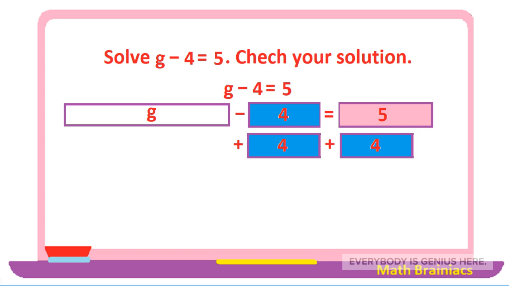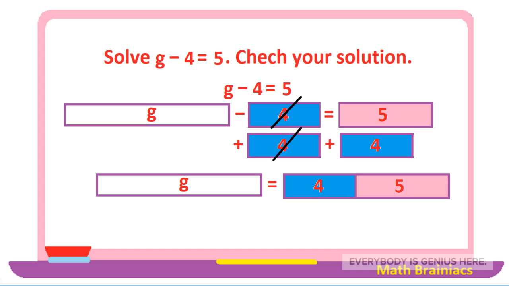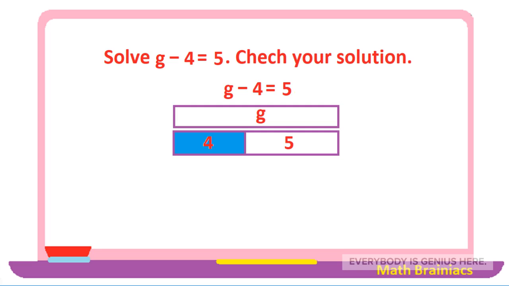If we are going to add 4 to both sides of the equation, we can cancel out the 4 on the left side and g will give us 4 plus 5. Therefore, g is equal to 9. To make the calculation easy for us, we're just going to add the 4 to the right side of the equation and it will give us g is equal to 9.